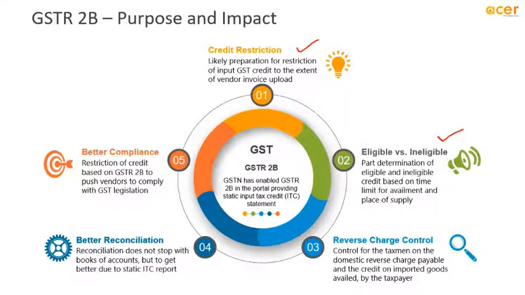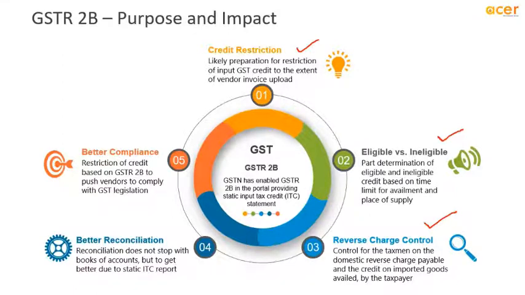The other aspect of this GSTR 2B is that it is also going to bring in the reverse charge numbers at a summary level into the GSTR 2B. So wherever the vendors have uploaded the invoices stating that the GST has to be paid by the recipient, that would come and appear in the taxpayer's GSTR 2B. So this will give better control to the taxmen, the tax authorities, to figure out whether the recipient taxpayer has deposited all the amounts that are payable on reverse charge.